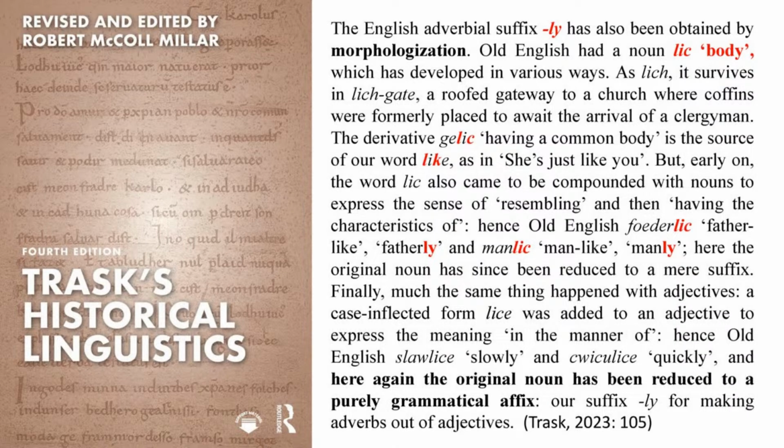The derivative Gaelic, having a common body, is the source of our word like. So when you say the word like, like you look like your mama, what you're saying is the person has a common body. That's what it means like. It's almost the same body. It's like the body has been doubled. That's the semantics behind this word. So when you say like, it is based off an old English word that we no longer use in that form, lich, or lich, meaning body, the physical body, as in she's just like you.